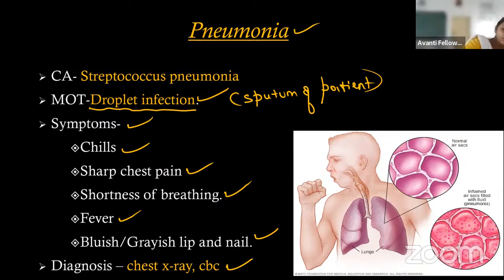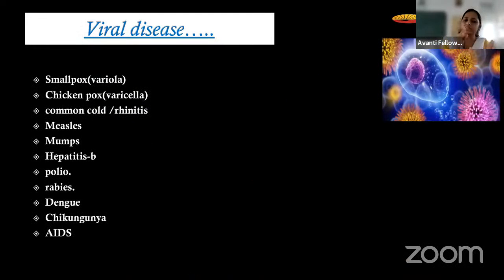Fine, I think you understood this. What you have to remember here is mainly the causative agent, how it is transmitted, the symptoms and the diagnostic test. They may ask this type of question statement-wise. So the two things we studied in bacterial disease are typhoid and pneumonia.